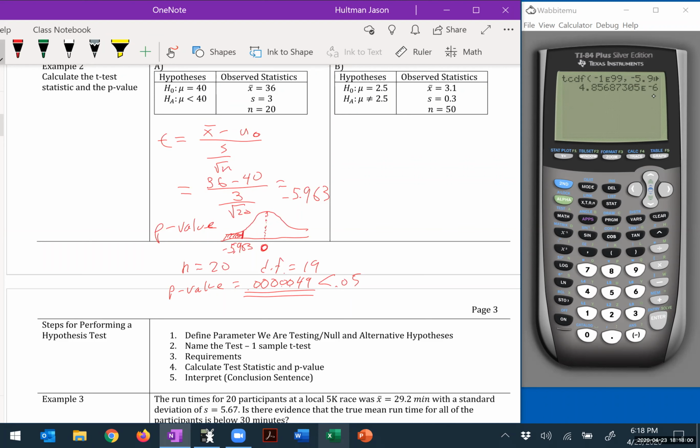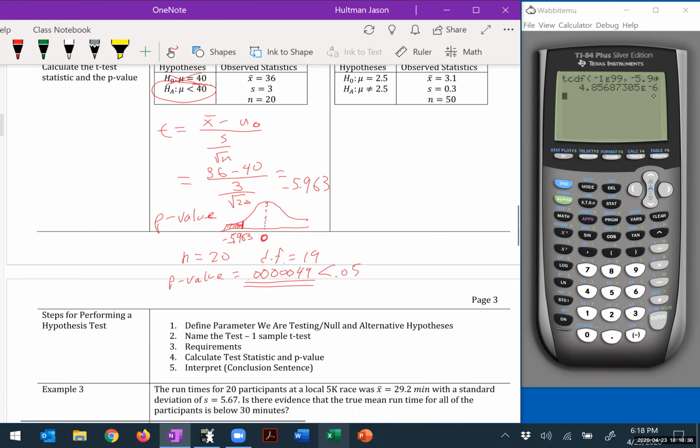1, 2, 3, 4, 5, 6. Yeah, it's like 1 in 500,000 that you would ever get this 36 to be correct, with mu being 40, given that your standard deviation is only 3. Okay, and so we would reject the null and we would accept the alternative, meaning that this is in fact less. We don't know what the scenario is here, so we can't name a formal conclusion. We'll leave that for the next examples.